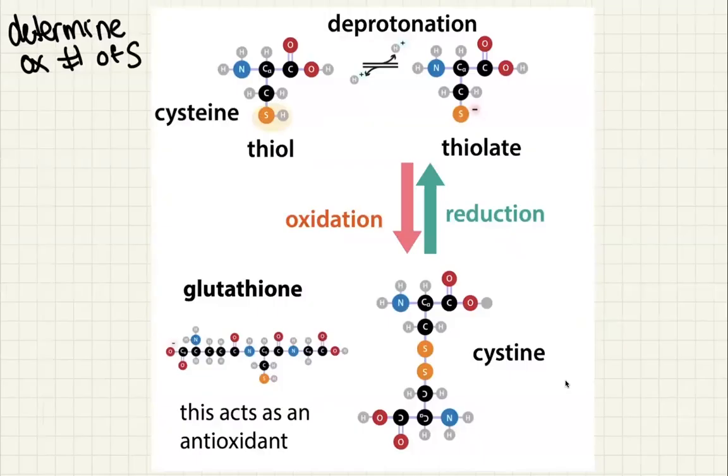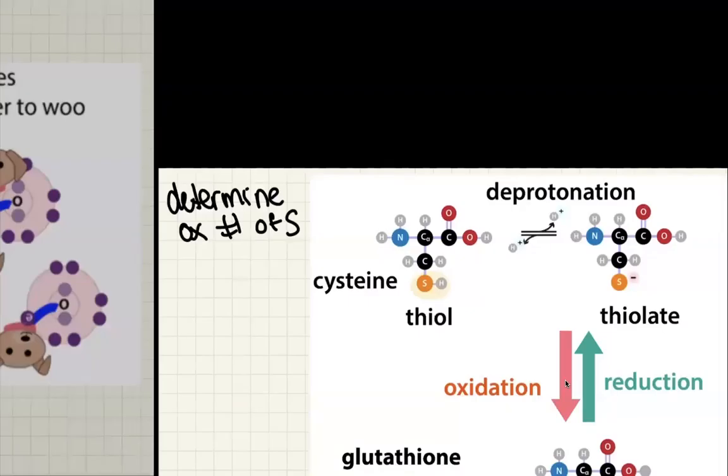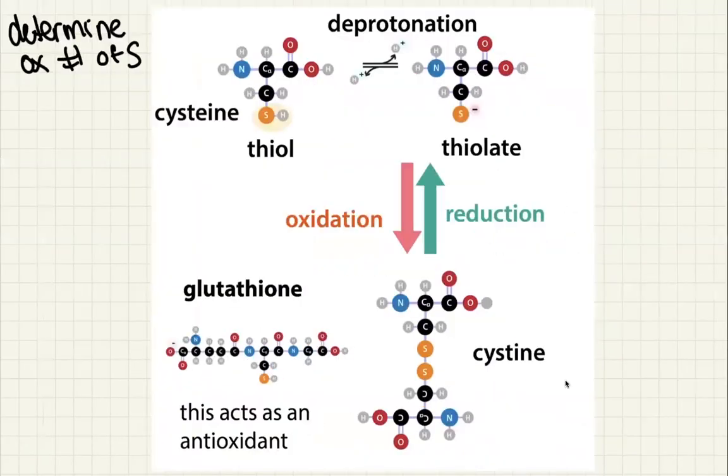One other place where you're going to see oxidation and reduction show up in biochemistry is in the case of cysteine and thiols and thiolates and things like this. With cysteine, we're going to see that we can have it be deprotonated or protonated. So we can go from a thiol, the protonated state, to a thiolate, the deprotonated state. And we can also get it oxidized or reduced. In the case of cysteine, when it oxidizes, it forms these crosslinks. We call these cystine, and basically these are disulfur crosslinks, disulfide bonds.